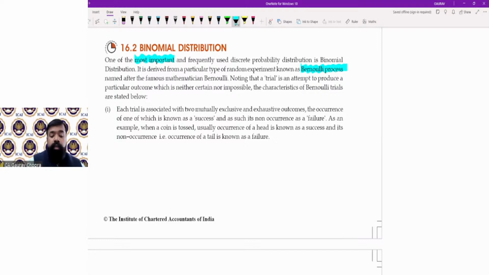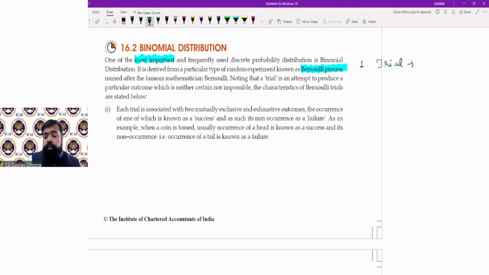Now, here we know that there are a few terms which we use in probability. The first term is trial. Now, what is the meaning of the term trial? Trial means an experiment which we are doing n number of times. That is basically a trial.